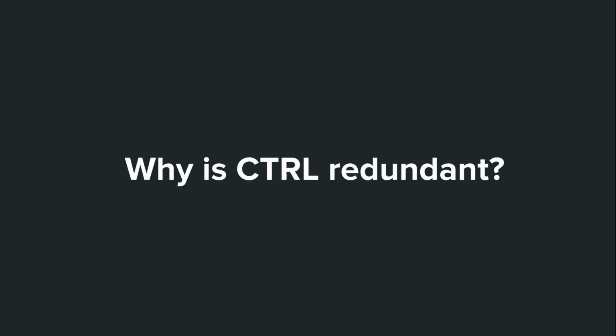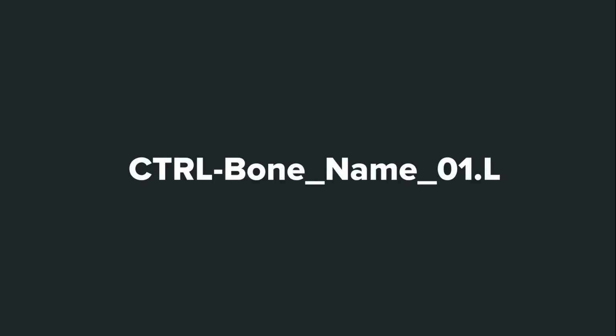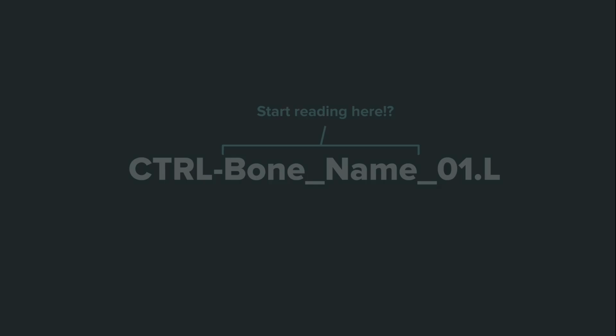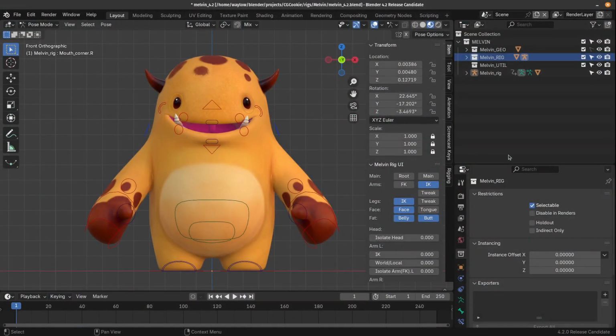So why is control redundant in Blender? Well, as a rigger, you should hide and lock all the bones that the animator doesn't need to touch. And that means pretty much everything that isn't a control bone. So they should only have access to these special bones that they move around. But putting CTRL on the name of every one of these bones means that the animator actually has to start looking part way through the word to actually start reading it. And there can be hundreds of controls. And if they all start with CTRL, that does not help with the readability factor. CTRL is redundant.